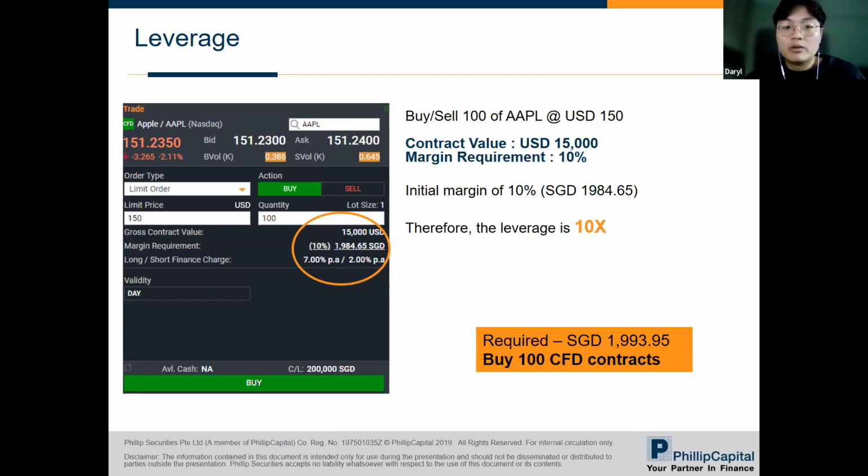From this ticket, you'll be able to see the long and short financing charges. Do note that different counters have different margin requirements and financing charges. Do make sure you check before you place an order.